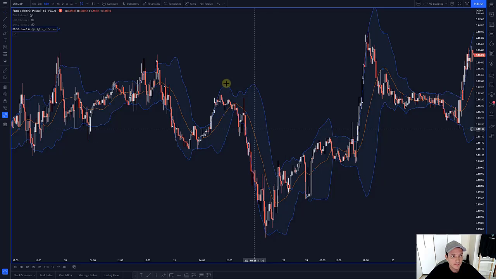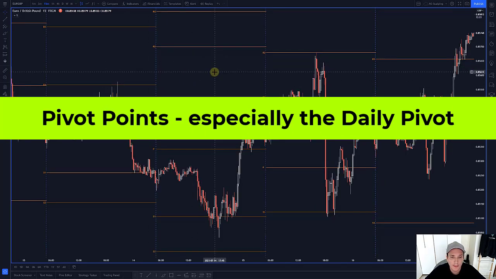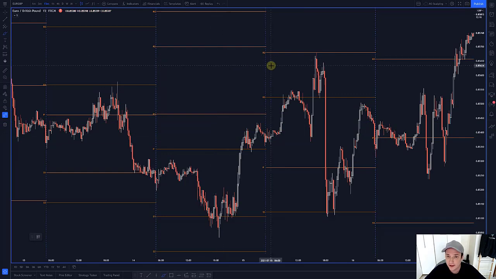Okay. The next thing I really love to use are pivot points. They are basically support resistance levels based on yesterday's range, and they work really well if you combine them with other strategies or technical levels.